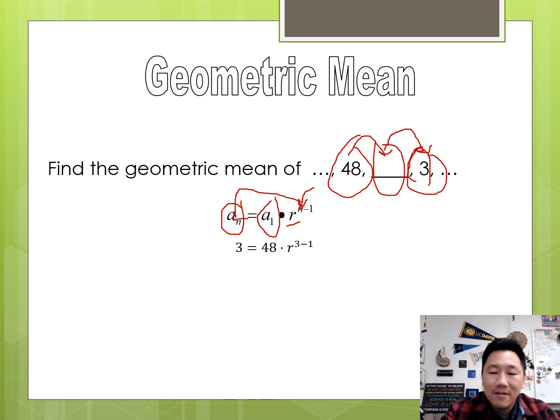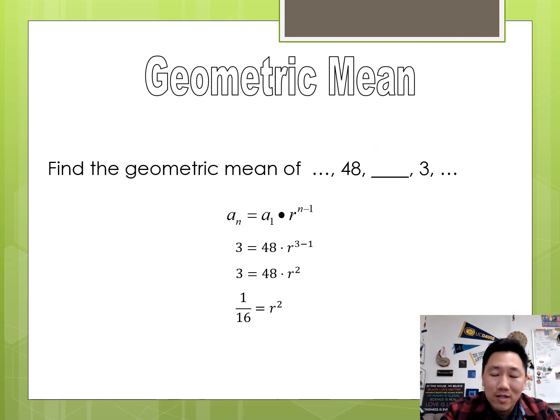There it is. Let's go ahead and simplify the exponent. 3 minus 1 is obviously 2. Divide the 48 to the other side. I'm going to leave it as a fraction. And then to solve for r, what do we do? We square root both sides. When you square root both sides, you get 1/4.